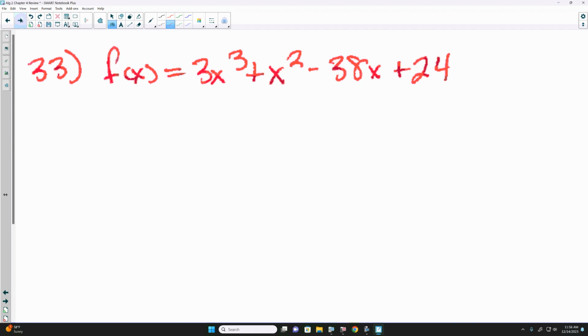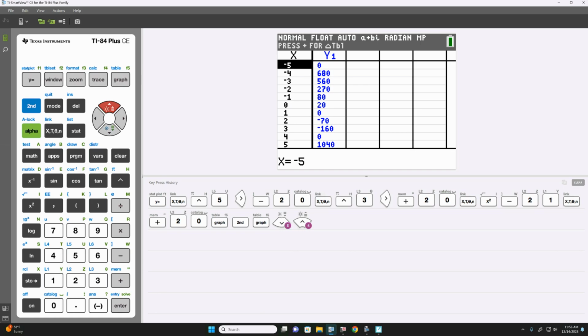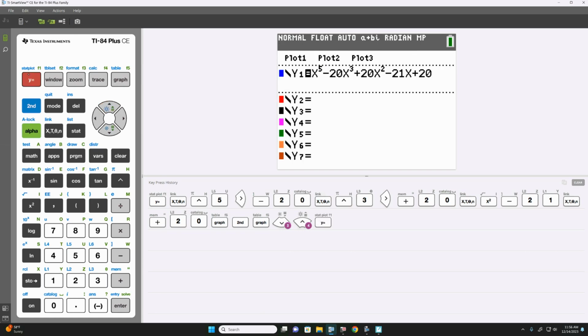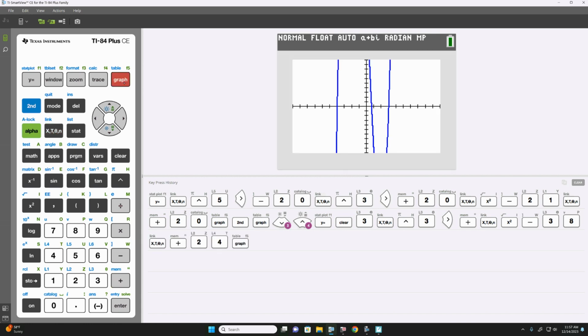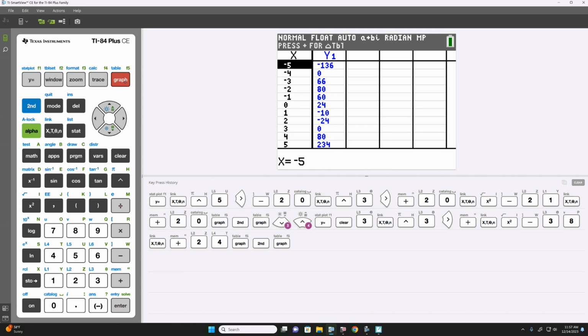Yeah, we can do 33. 3x cubed plus x squared minus 38x plus 24. Again, with this here, the first thing I would do is graph it. Type the whole thing into the graphing calculator and hit graph. And then we can look at the table.